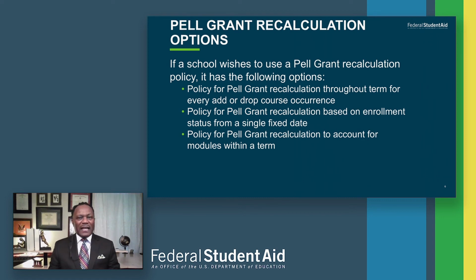The first thing that a school can do is establish a policy that says every time a student adds or drops a class throughout the term, a Pell recalculation must occur.